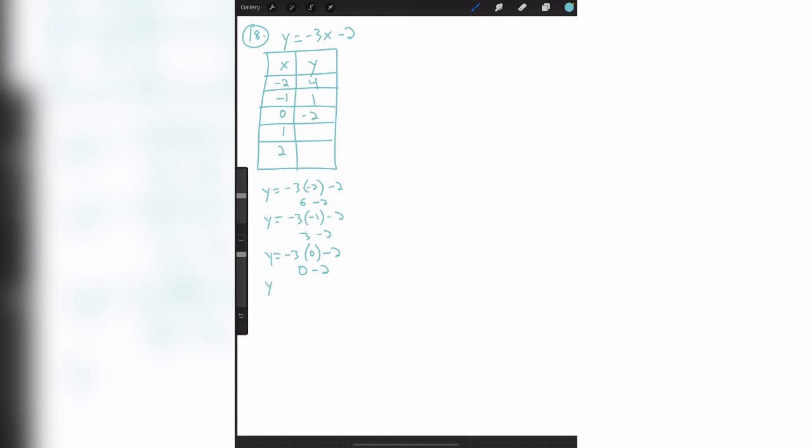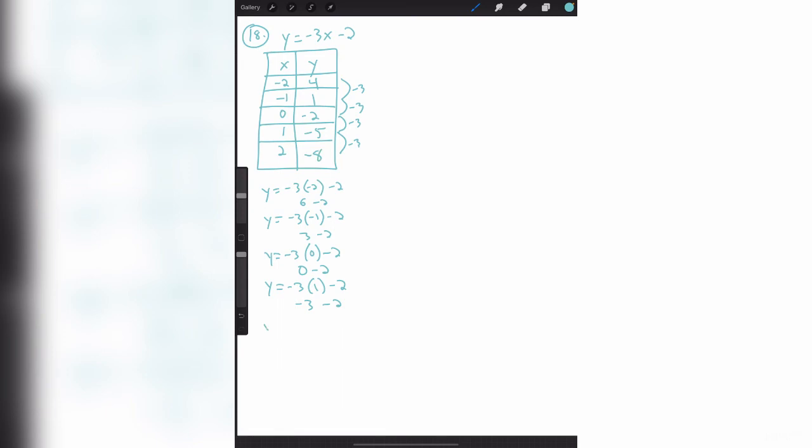Okay, y is equal to -3 times 1 minus 2. -3 times 1 is -3. Minus 2 is -5. Now check this pattern out. 4 to 1, subtracting 3. 1 to -2, subtracting 3. -2 to -5, subtracting 3. The first homework that we did, the very first problem that we did, was recognizing patterns to make our life a little bit easier. So I can guess here and say, all right, well, we're probably going to subtract 3 here as well, right? So -2, -5, this one will probably be -8.